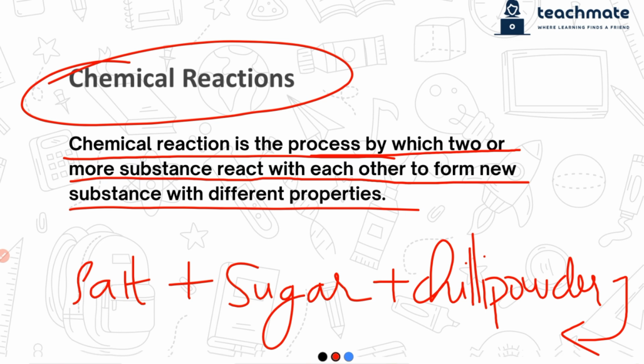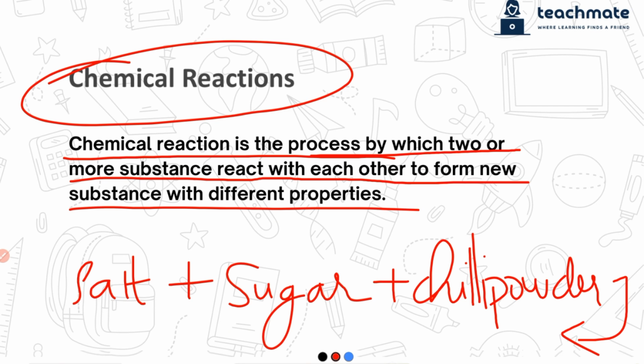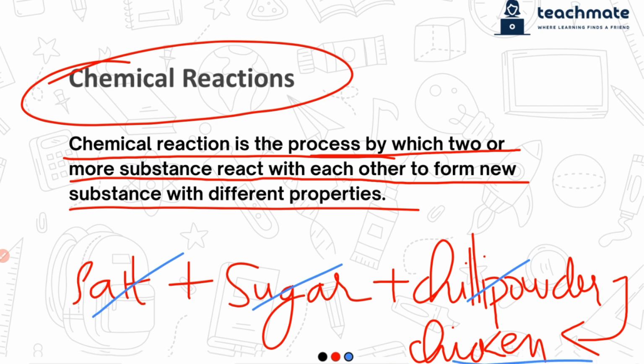So salt, sugar, and chili powder, these are the reactants we are having, and many other reactants are there. All the things you need to make a chicken curry will be on the reactant side, and the product formed will be our chicken curry, okay? So salt, sugar, chili powder, and every other thing required for making chicken curry are the reactants, and our chicken curry is a product.